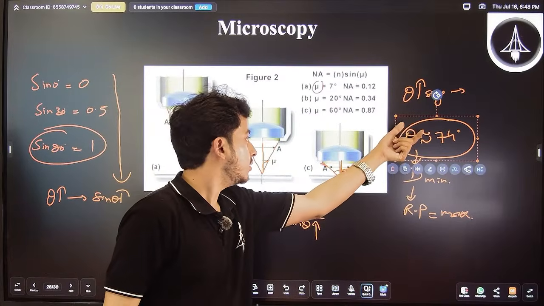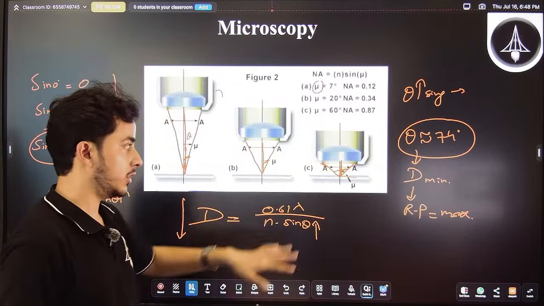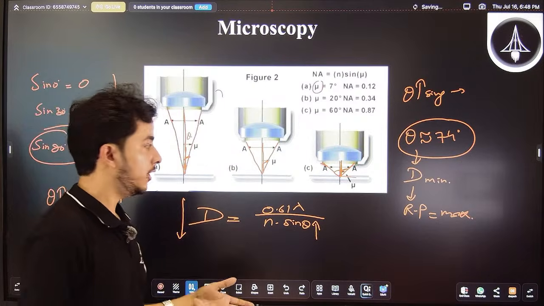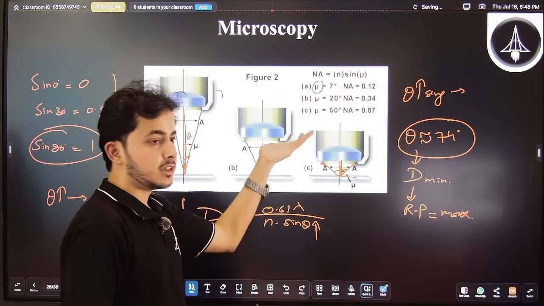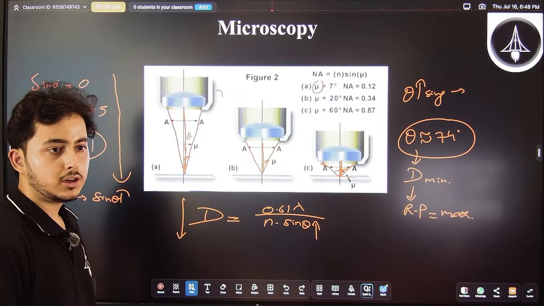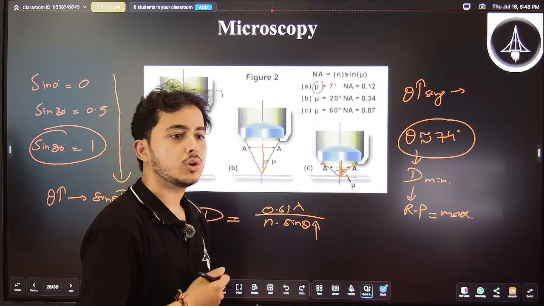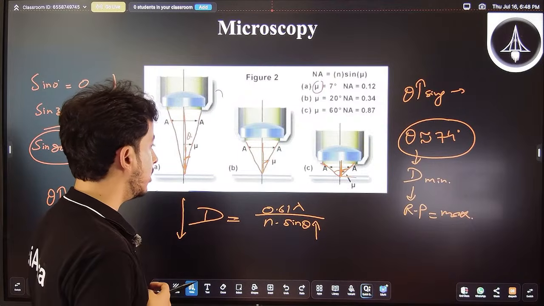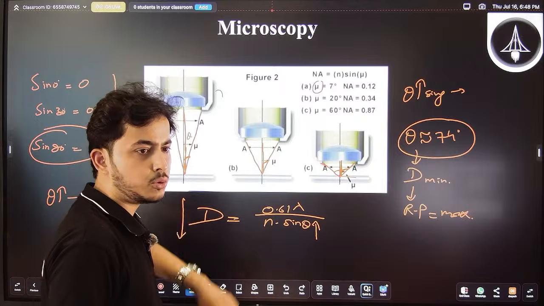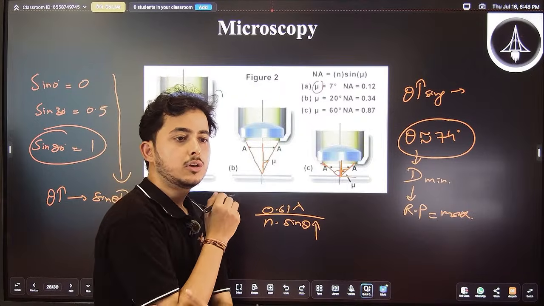Maximum you can go to this angle, around 74 degrees, not actually 90 degrees, because then it will just crash with the specimen. Okay, is it clear? Yeah, this is relevant. I will show a PYQ. Based on this concept, you can get different questions in NEST.